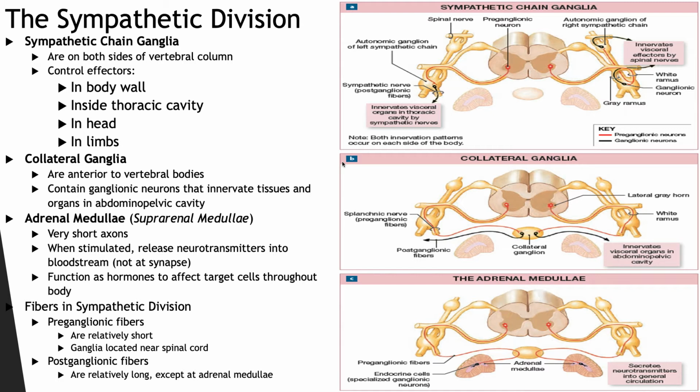In the sympathetic division, the preganglionic fibers are relatively short because the ganglia are located near the spinal cord. In contrast, the postganglionic fibers are relatively long, except at the adrenal medullae.